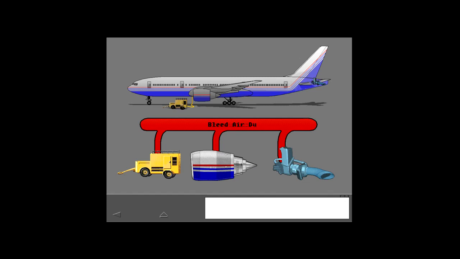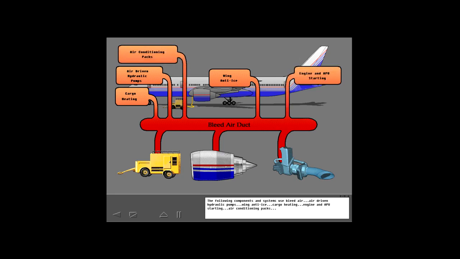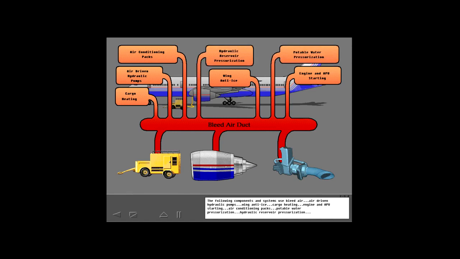air ducts. The following components and systems use bleed air: air-driven hydraulic pumps, wing anti-ice, cargo heating, engine and APU starting, air conditioning packs, potable water pressurization, hydraulic reservoir pressurization, and trim air.